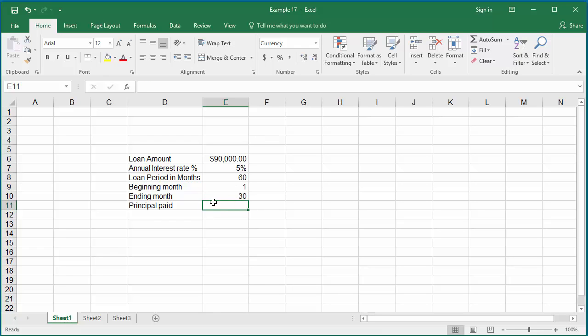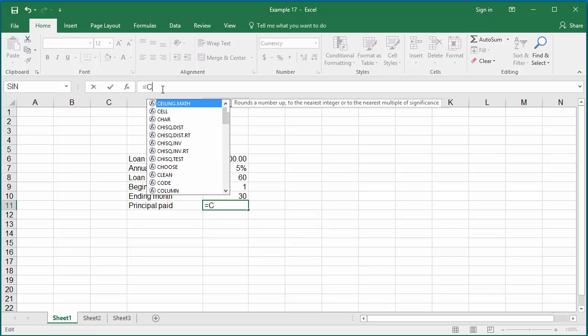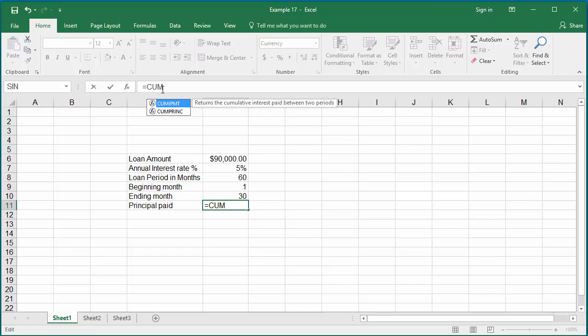In the formula bar, type equal to the function CUMIPMT. This function accepts 6 arguments.